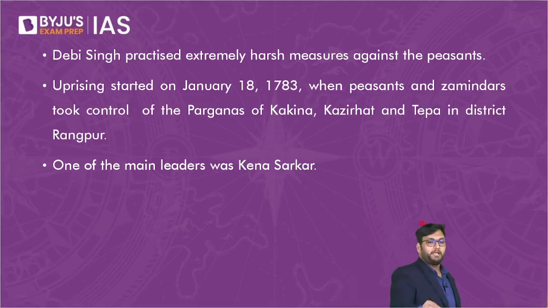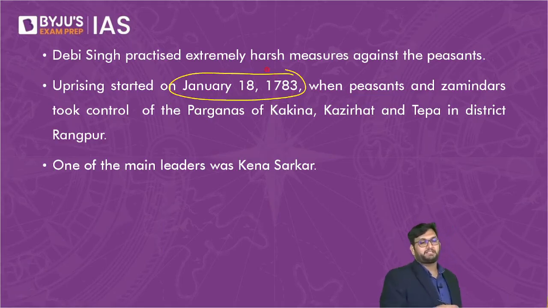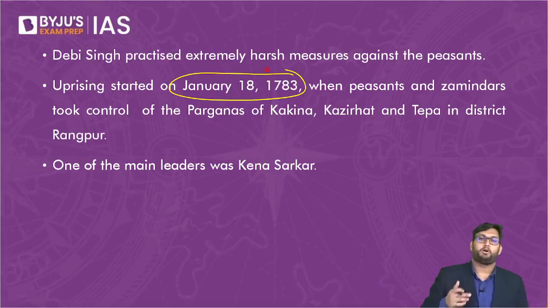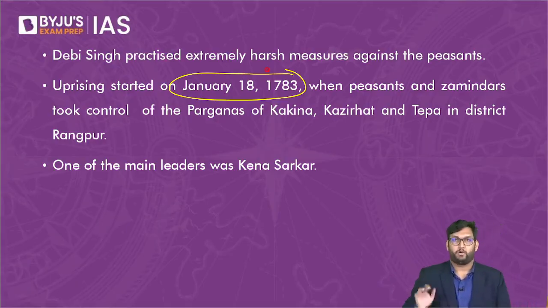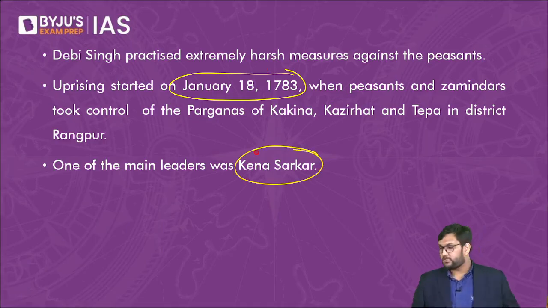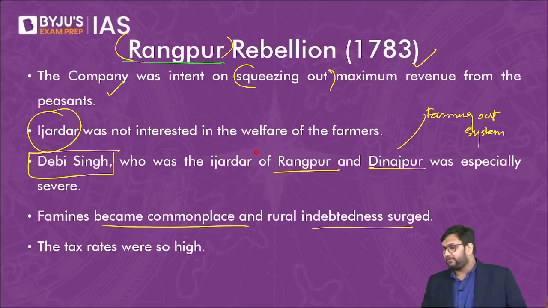So there was an uprising which started in 1783, when peasants and zamindars took control of the smaller districts, rather the taluks, of the Rangpur sector itself, the Pargana of Kirkani, Khizrut and Tepa. And one of the major leaders was Kena Sarkar. Now, as a rebellion, however, it did not actually succeed because the British intervened and removed Debi Singh but gave it to someone else.